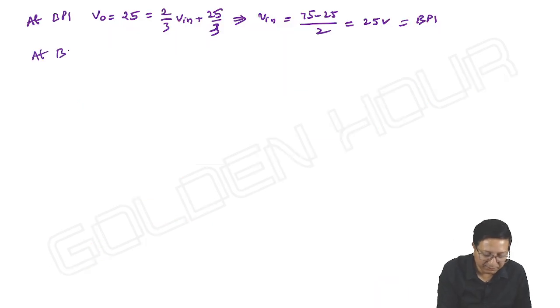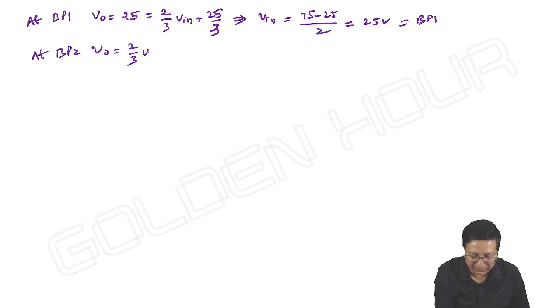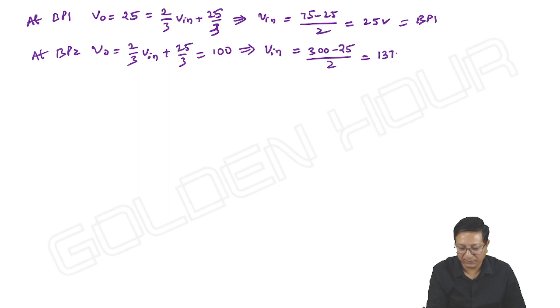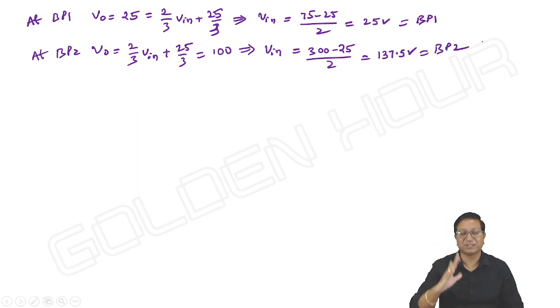Right. At breakpoint 2, output is equal to 2 by 3 V input plus 25 by 3. It is also equal to 100. Then the corresponding input value is 300 minus 25, divided by 2, which is 275 by 2, 137.5. This is our breakpoint. It is not 100, friends.